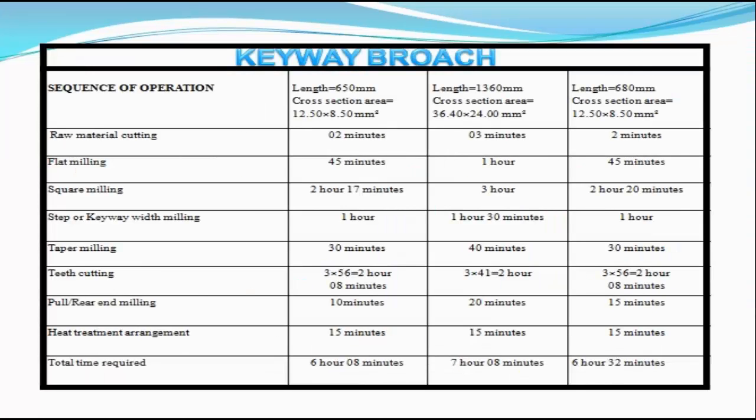Third is the QA broach. This QA broach also consists of a sequence of operations which is a little bit different from the round and spline, as the QA formation is required in this case. This consists of a special sequence such as taper milling and teeth cutting operations. And here also the 3 estimated lengths and diameters which are found from the company are taken, and the time is calculated individually for each operation, and the total time required is calculated by summing up the individual sequences.